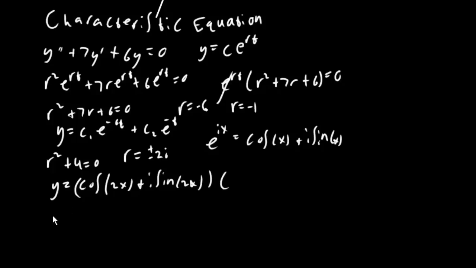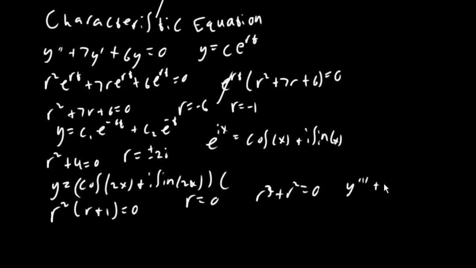Likewise, say we end up getting something like r squared times r plus 1 equals 0. Well, what does this r squared term correspond to? It's an r equals 0 of multiplicity 2, right? Well, if we go back to the original equation, let's draw this out. So that'll be r cubed plus r squared equals 0. And so that'll correspond to y triple prime plus y double prime is equal to 0. So what can we make it so that y triple prime plus y double prime is equal to 0?